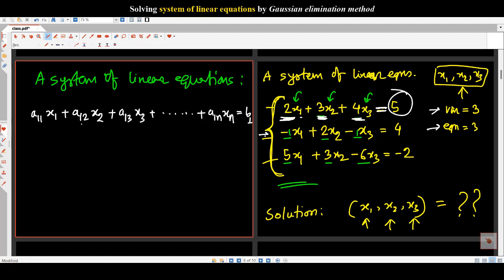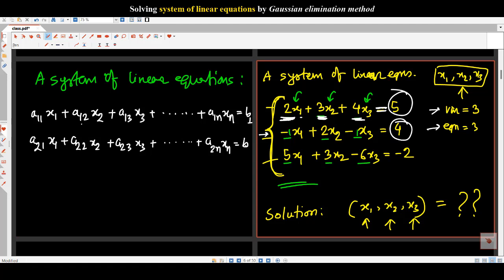Now let's think about the second equation. Similarly, we have a21 x1, a22 x2, a23 x3 up to a2n xn, and there is a value that we can see on the right side, that is, let's say, b2. So whatever I am writing here is the theoretical approach in n number of variables.